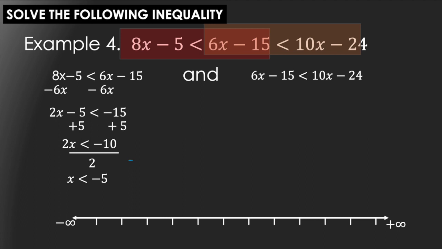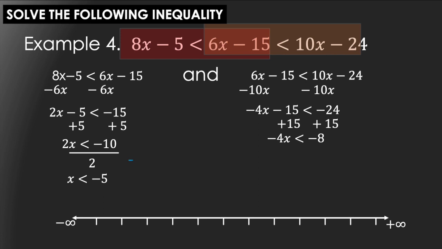So let's solve the second part of the inequality. Again, you eliminate x terms from the right side, so you add negative 10x on both sides, so you get -4x - 15 < -24. Then isolate the x term on the left side, so you eliminate -15 by adding a positive 15. You get -4x < -8. Again, isolate x by dividing by -4, and the sign flips because you're dividing by a negative value. You get x > 2. So that is the second part of this solution.